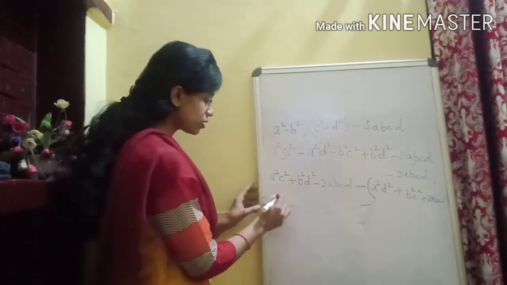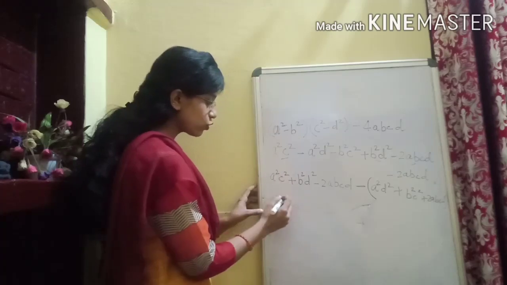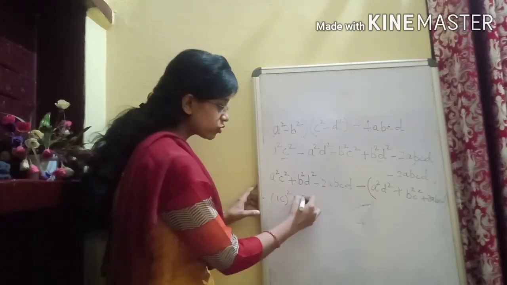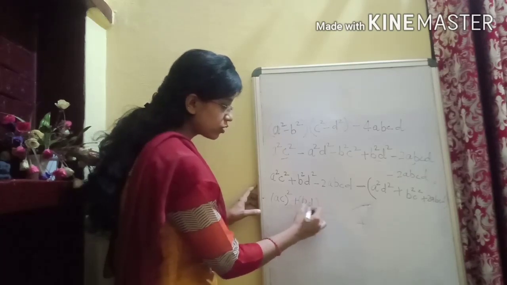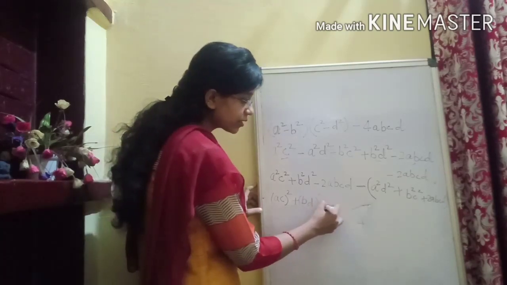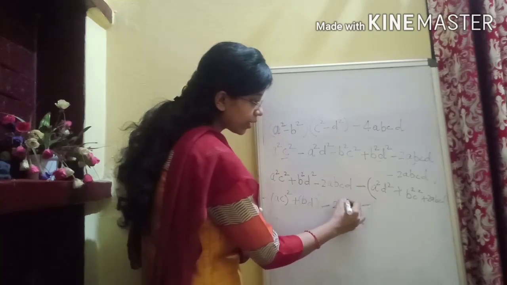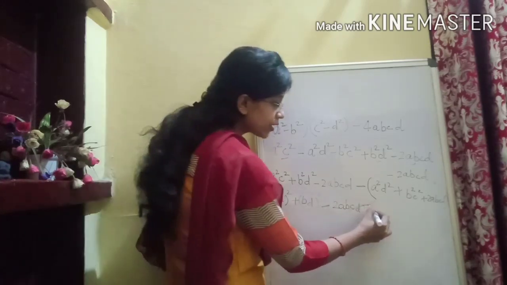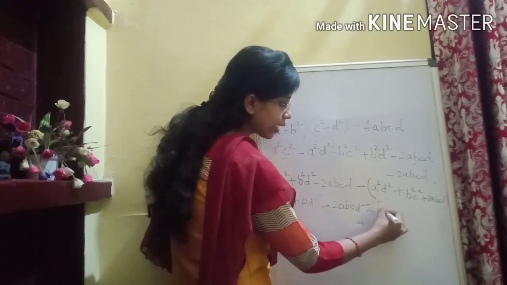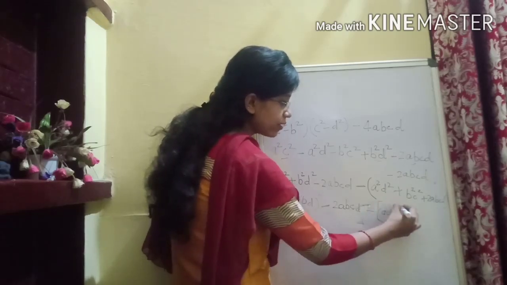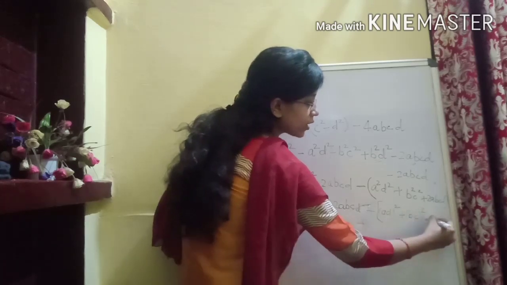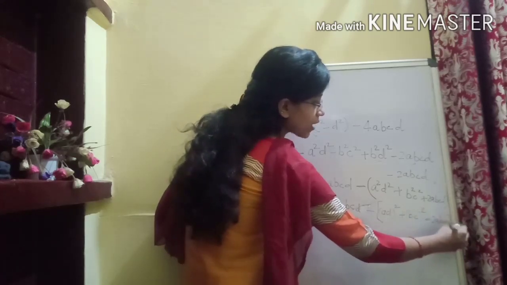Okay, now that's how we have split our terms and arranged our terms. Now you see, we can write this a square c square as ac whole square. We also can write bd whole square and minus 2abcd as it is. Here again I am going to write ad whole square, then bc whole square, and then minus 2abcd as it is.